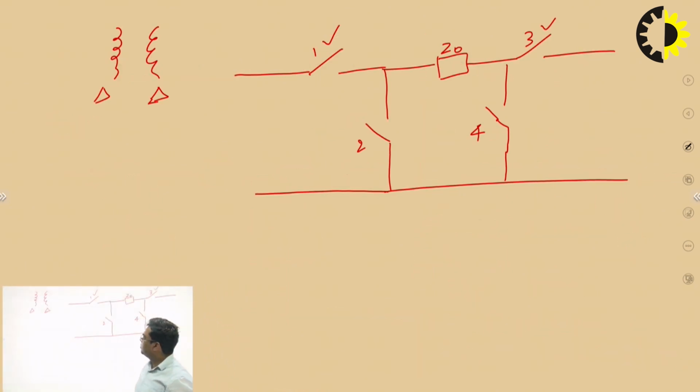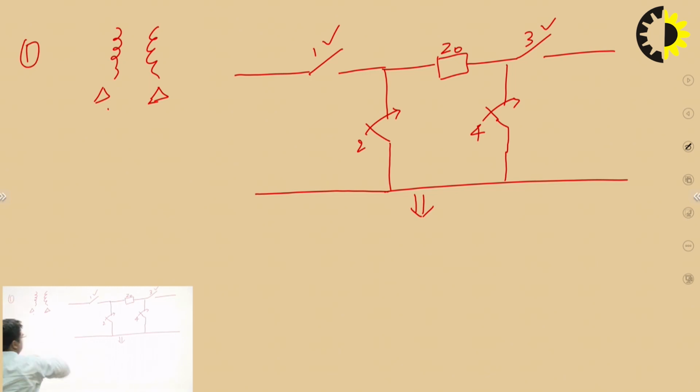So in our problem, there is a delta connected network on the primary side and a delta connected network on the secondary side. So switch number 2 will close and switch number 4 will close. If we draw the circuit after opening and closing the switches based upon our problem, let's suppose this is problem number 1 or configuration number 1, we can redraw this circuit like this.